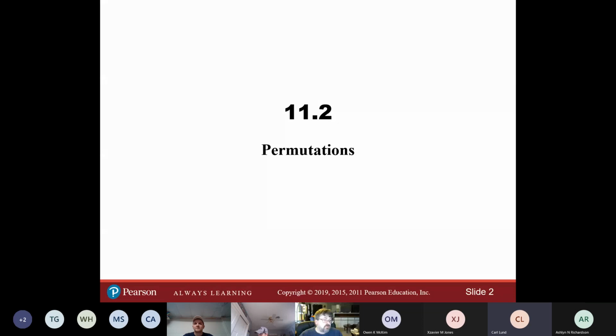So last time we talked about the fundamental principle, and we're going to go from that today into permutations. We have quite a bit to cover in permutations. It's a lot more than 11.1. 11.1 is a really short section, and this is a much more in-depth section. So we'll get through this and probably 11.3 today, or at least part of 11.3.